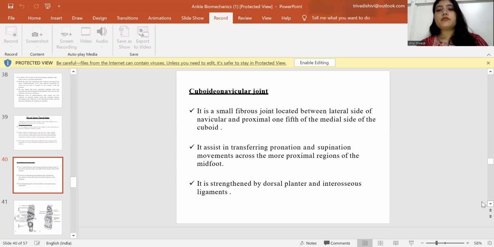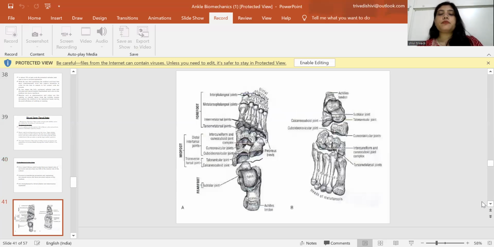Now, cubo-navicular joint. It is a small fibrous joint located between the lateral side of the navicular and the proximal one-fifth of the medial side of the cuboid. It can assist in transferring pronation and supination movement across the more proximal region of the midfoot. It is reinforced by dorsal, plantar and interosseous ligaments.